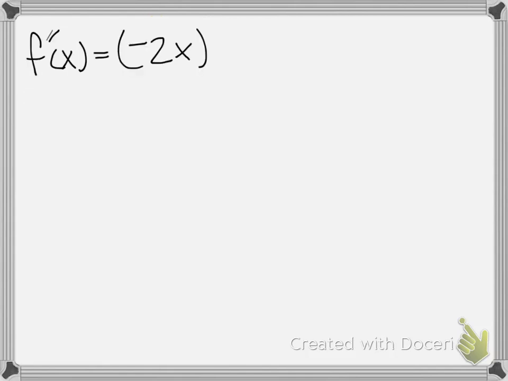So now we need to take the second derivative. And if you remember from just a moment ago, the first derivative came out to negative 2x. So whenever we take the derivative of negative 2x, we just get a negative 2. And that is always negative for some strange reason.